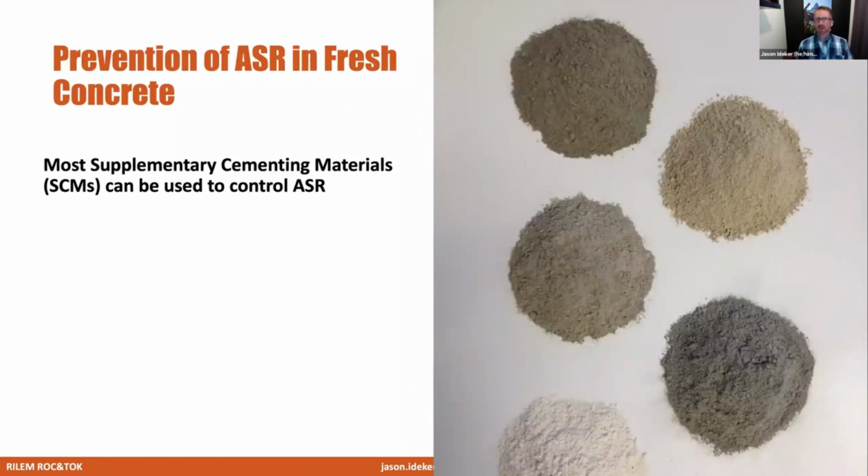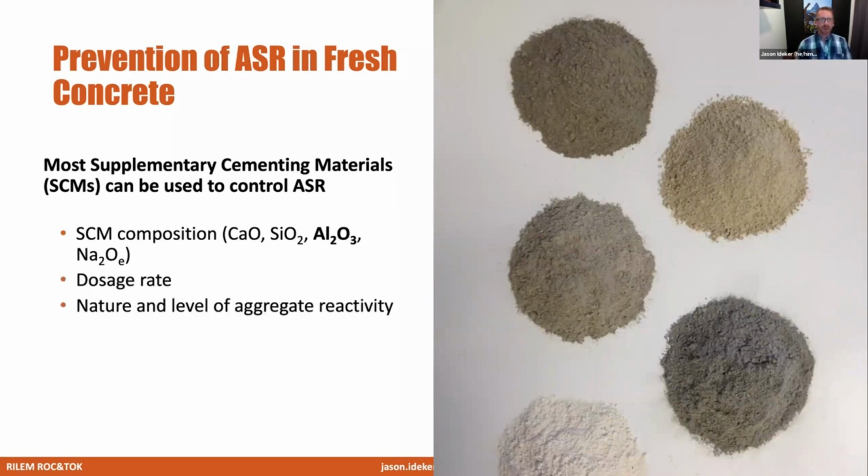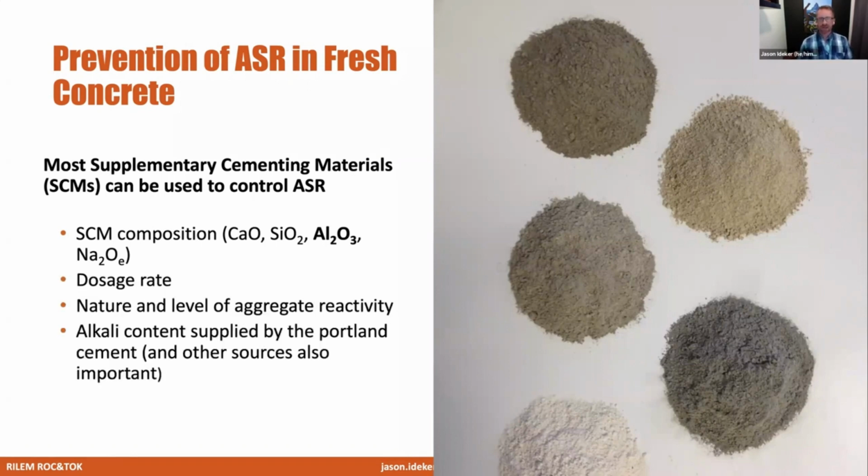So we know that we can prevent ASR in new concrete. Most supplementary cementing materials can be used to control ASR, and this is our most popular prevention method, but it depends on the composition of the SCM. Pay particular attention to the alumina. We're going to talk about that a good bit today. It also depends on the dosage rate, how much of the SCM you're using, the nature and level of the aggregate reactivity itself, also the alkali content that's supplied by the Portland cement and other sources that I mentioned before as well.